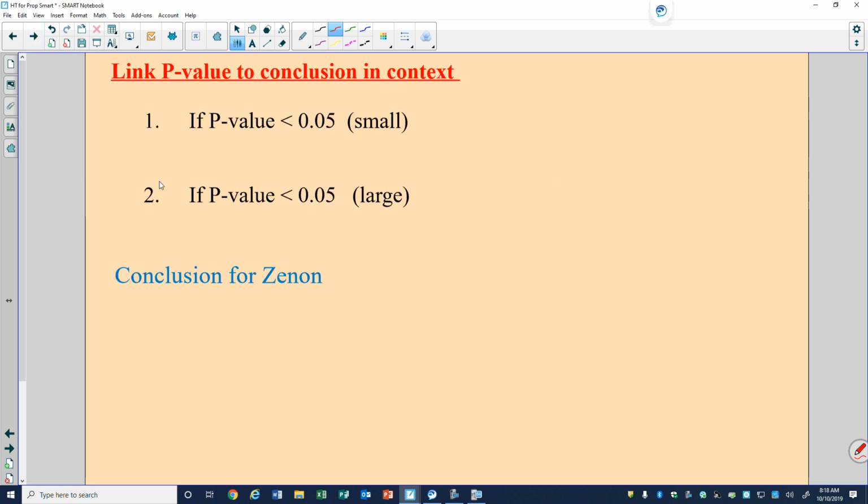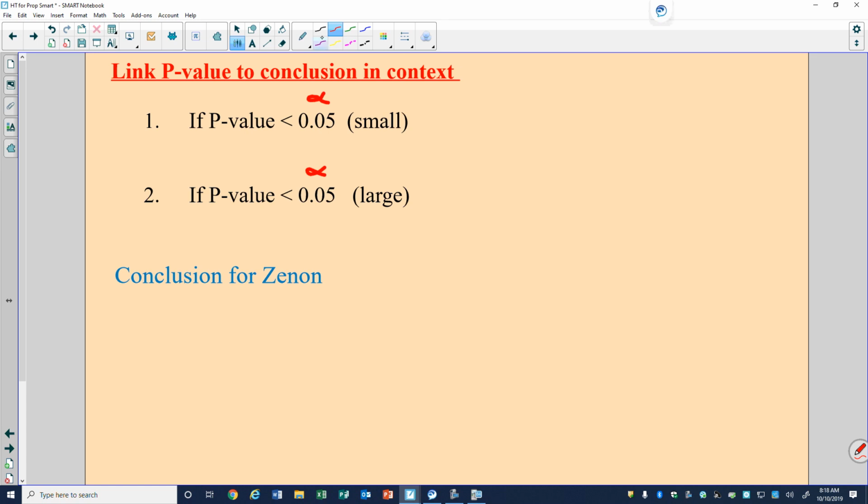So our final step is to link the p-value to a conclusion in context. If that p-value is small, and I'm going to say I'm comparing it to 0.05, I'll tell you why in just a minute. 0.05 is kind of the standard comparison. This 0.05 is called an alpha level. It's the Greek letter alpha. And I'll tell you how to set that up in just a minute.